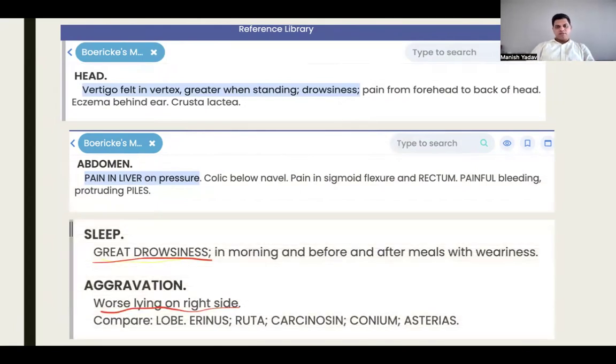In the Sleep chapter you go, it is written in bold, great drowsiness. Now we know there are some remedies for drowsiness: Opium, Antimonium tartaricum, Gelsemium. These are some great remedies for drowsiness. But Scrofula can be a great remedy for drowsiness.